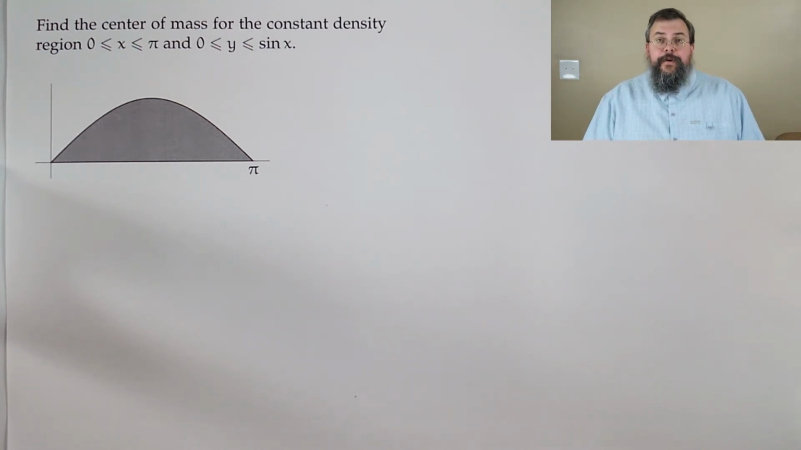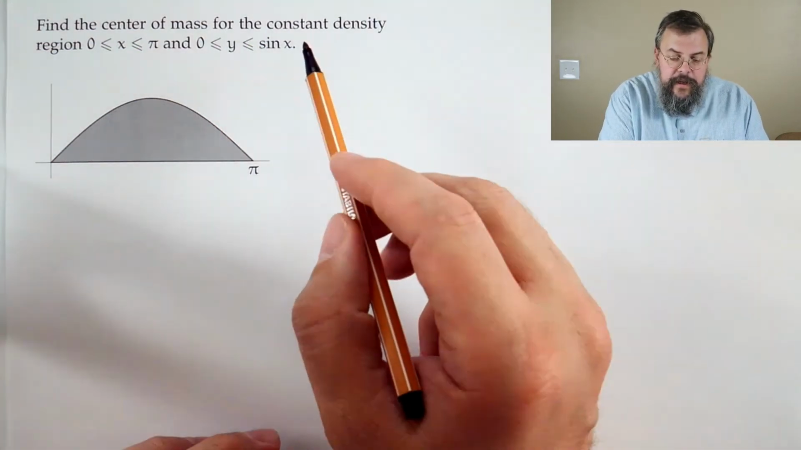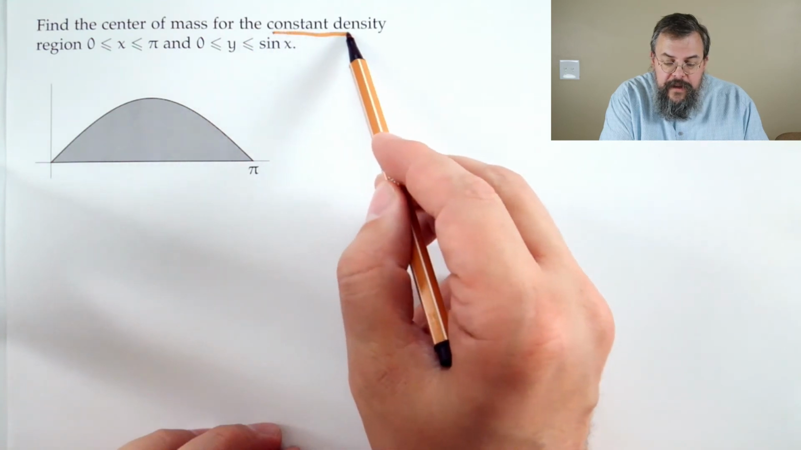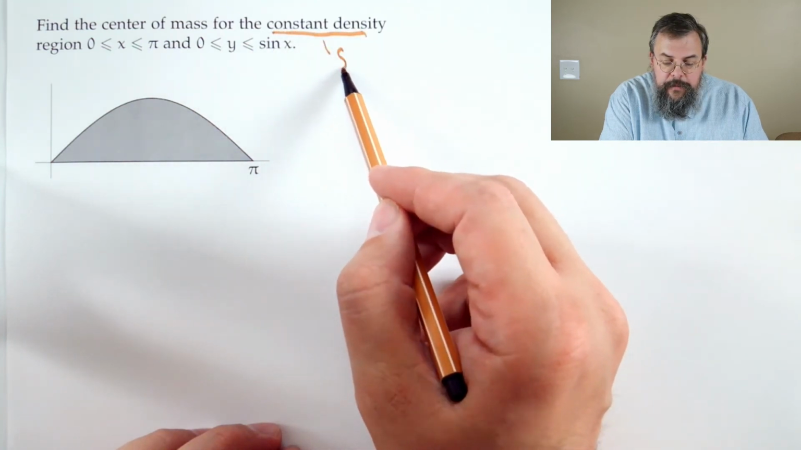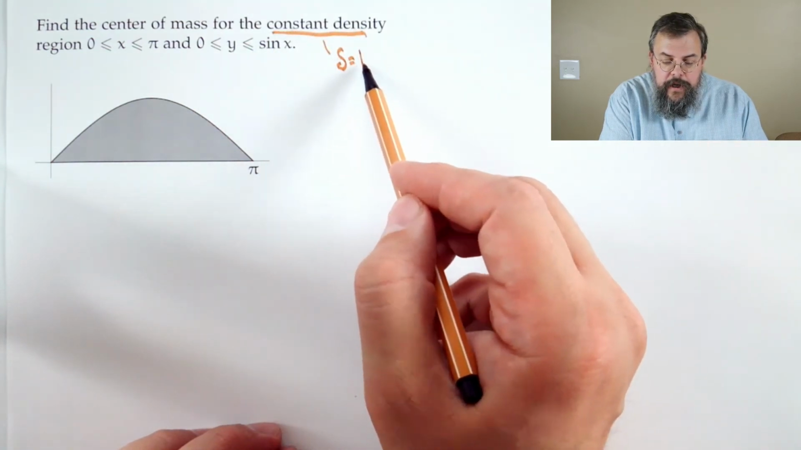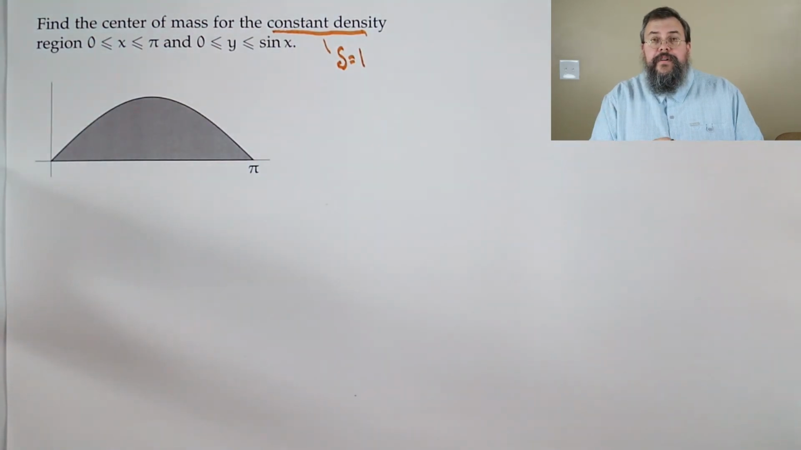All right, well, let's save ourselves some work. So, first off, constant density is our favorite type of density. And we can pick our density, so we'll pick density equals 1. Why not? Make it simple.